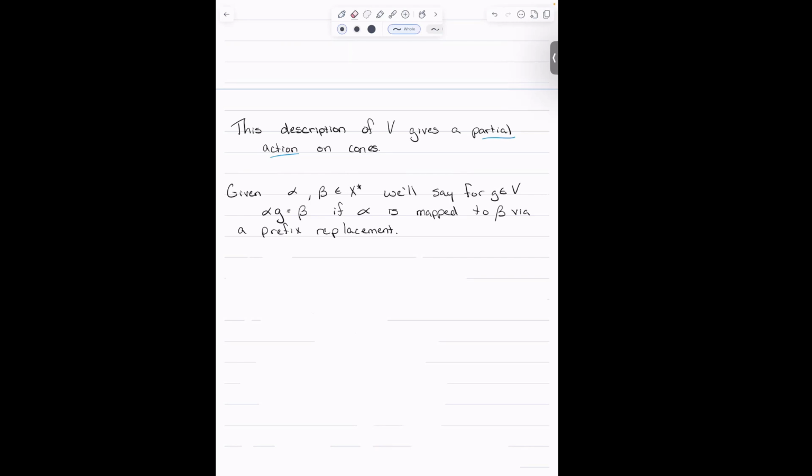And so, yeah, the way we're going to think about this action on cones is, again, thinking about cones as coming from vertices of the tree. And so then we have, given alpha and beta, we'll say that an element maps alpha to beta if the cone at alpha is mapped to the cone at beta via a prefix replacement. So this is sort of a subtle thing.